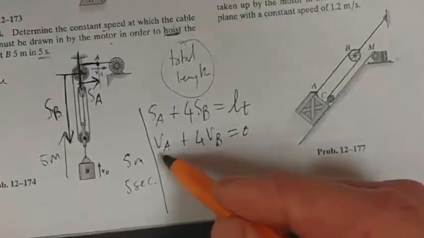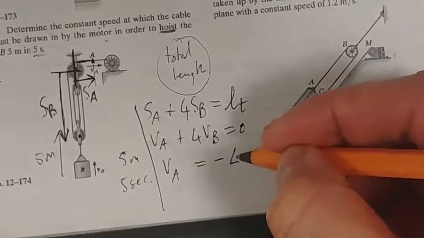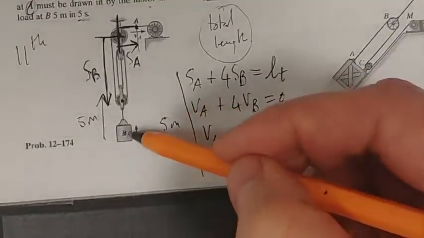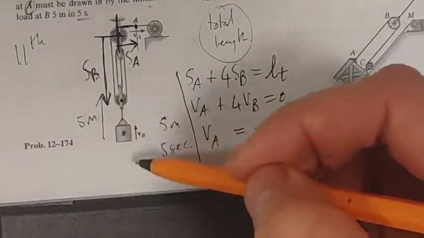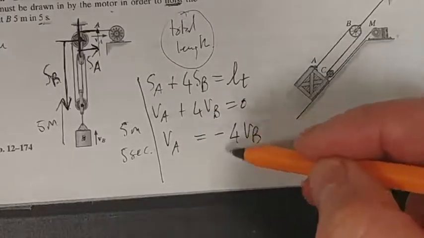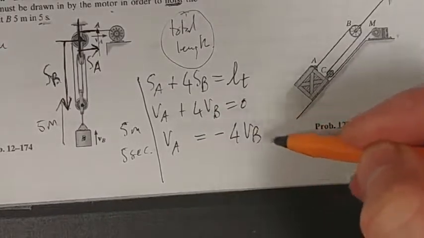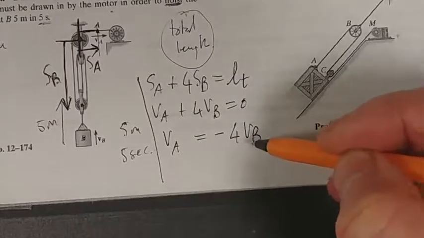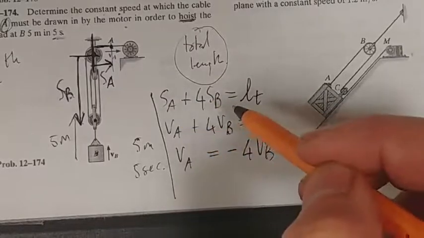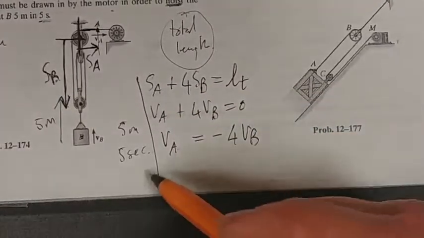So the question is determine the constant speed of A. Okay, so we want A in terms of V, so we have VA is minus 4VB. So what this is saying is if VB moves up or down 1 millimeter, then VA is going to move 4 times that motion, 4 times the change in position, 4 times the velocity, 4 times the acceleration of B, because of this relationship. All right, but it would be going in the negative of A.